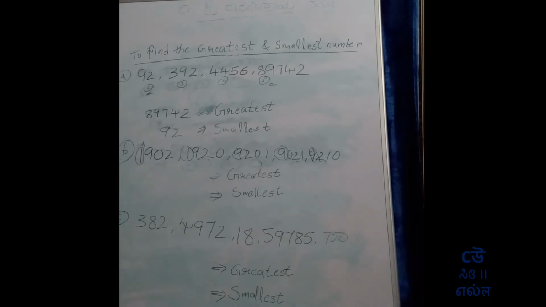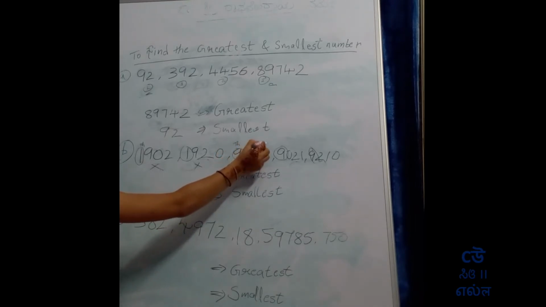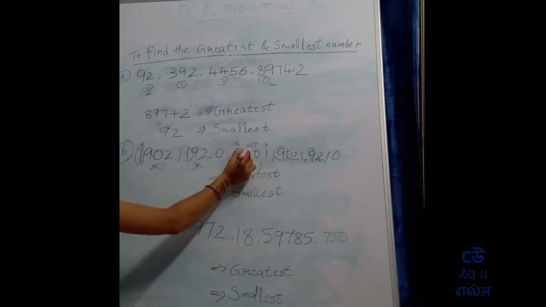So next, what should we do? Here also we have 1, 1, 9, 9, 9. Comparing 1 and 9, which is greater? 9. So leave these, don't consider these 2 because they are smaller. In these 3, which is the greatest, we have to find out. In all 3 we have 9. So the next step is to consider the next place, that is the hundreds place.